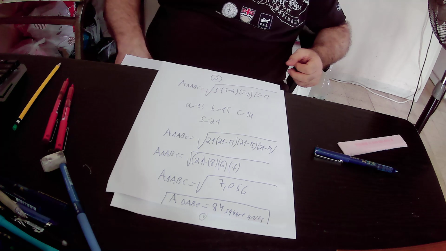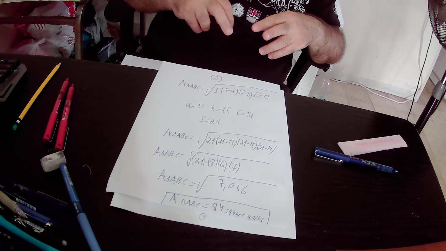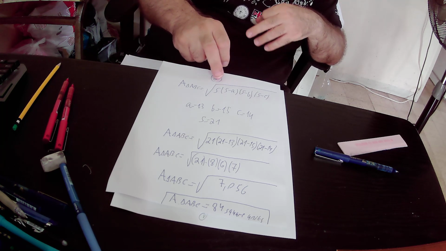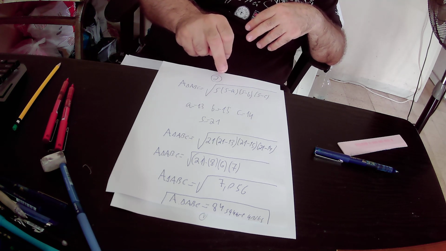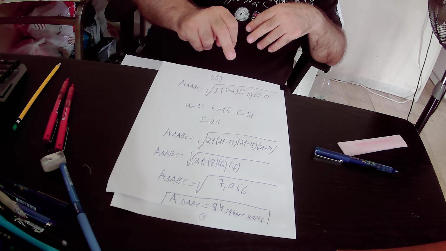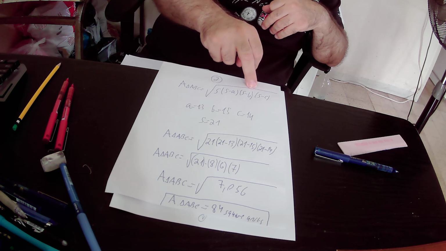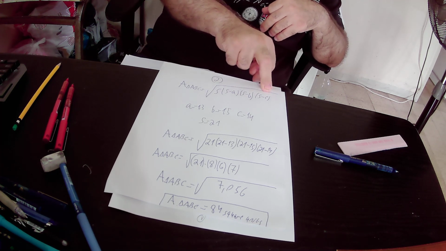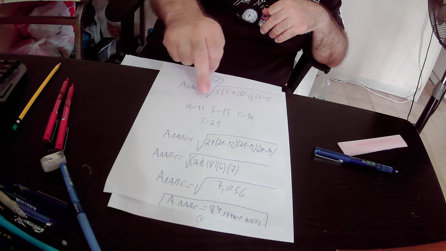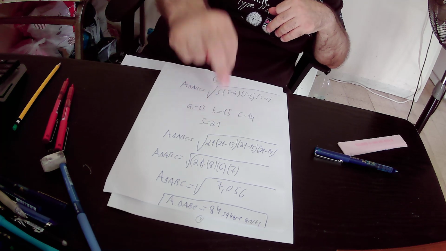So the area of triangle ABC according to this formula equals the root of S, where S is the semi-perimeter of triangle ABC that we have already found out equals 21 units, times S minus A, which is 8 units, times S minus B, which is 6 units, times S, that is 21, minus C, that equals 7 units. We know that A equals 13 units, B equals 15 units, and C equals 14 units, and S equals 21 units.